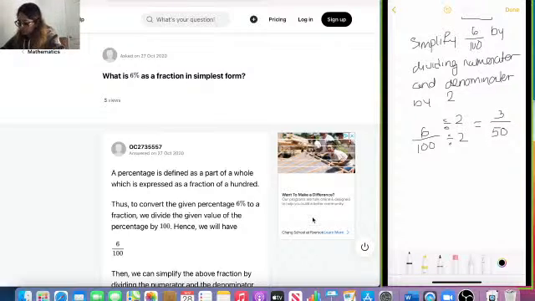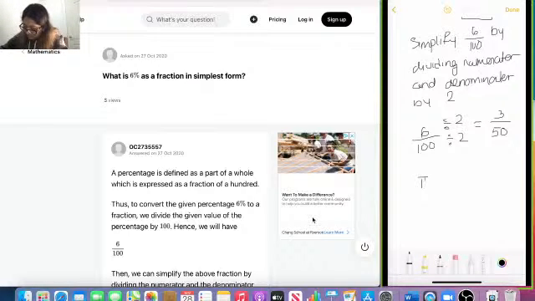And so if you want to divide this even more, the only thing that is left is 3, and you can't really divide 3 by anything. So your next option would be to see if 50 is divisible by 3, which is not.